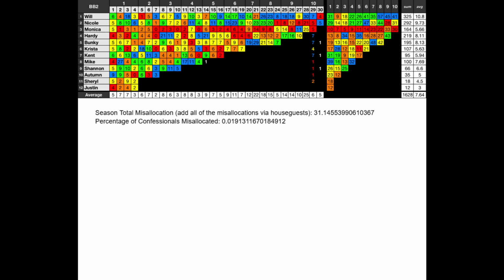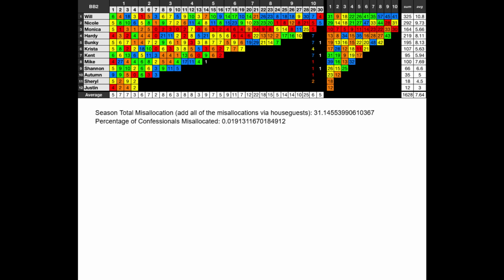So the season total misallocation, which I created by adding up all the misallocations from the house guests together, the number for this is 31.14, meaning that there are 31 more diary rooms than there should be due to the unbalanced edit. As we go through the seasons, some will have larger numbers, some will have smaller numbers, so it'll be interesting to see what will come to be, and some will have bigger numbers in the positive or the negative as well. So some could have fewer confessionals than they should. So that'll be interesting to delve into.